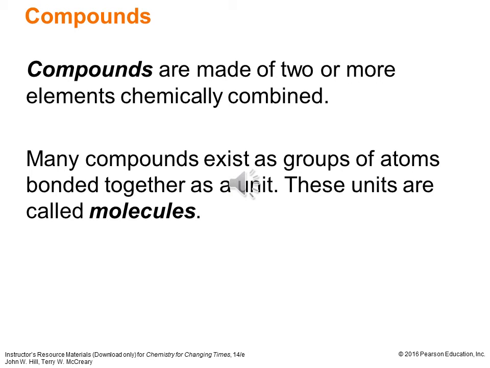So if you remember a few slides ago, we had pure substances being either elements or compounds. Compounds are made of two or more elements chemically combined. Many compounds exist as groups of atoms bonded together as a unit. These units are called molecules. We tend to use molecule to mean pretty well everything, but that's not always the case.